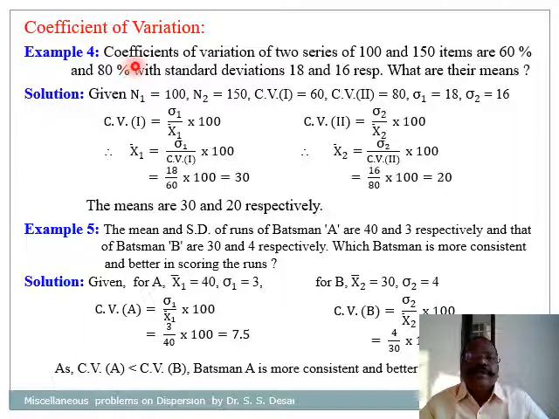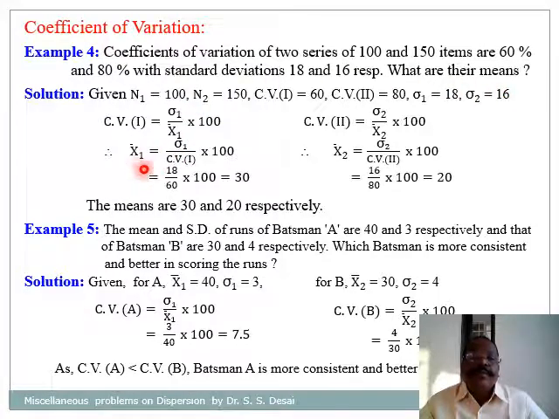The first problem is like this. Coefficients of variation of two series of 100 and 150 observations are 60 and 80 with standard deviation 18 and 16 respectively. Then what are their means? So as CV is standard deviation divided by mean into 100, this gives us mean is equal to standard deviation divided by CV into 100. By substituting the given values, n1 is equal to 100, n2 is equal to 150, CV1 is 60, CV2 is 80, sigma 1 is equal to 18, sigma 2 is equal to 16.